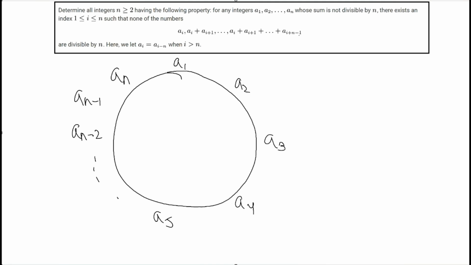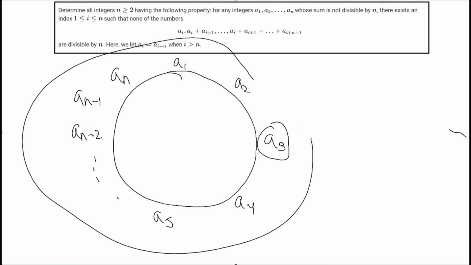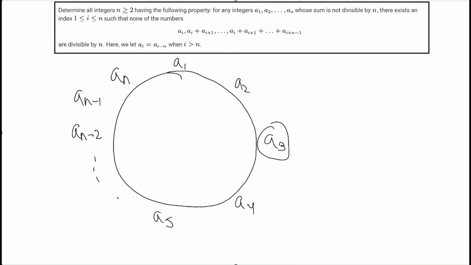Then what the problem statement states is that for some point here, suppose A3, there exists some point on the circle such that whenever we consider the sum this, and this, and this, and so on and so forth, all the way to this, then none of these numbers is divisible by n.